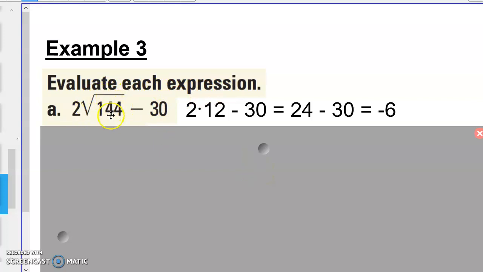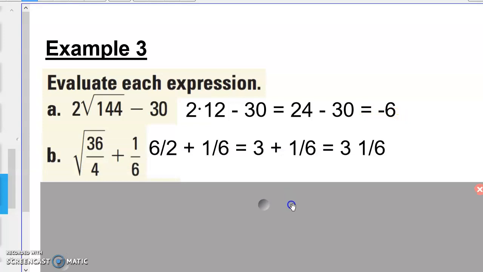So this is 2 times the square root of 144 minus 30. Well, the first thing I want to figure out is what is the square root of 144? And the square root of 144 is 12. So then it's going to be 2 times 12 minus 30. Well, following the order of operations, I have to do 2 times 12 next, and of course that is 24. Then I do my adding or subtracting from left to right, so it would be 24 minus 30, which is of course negative 6.